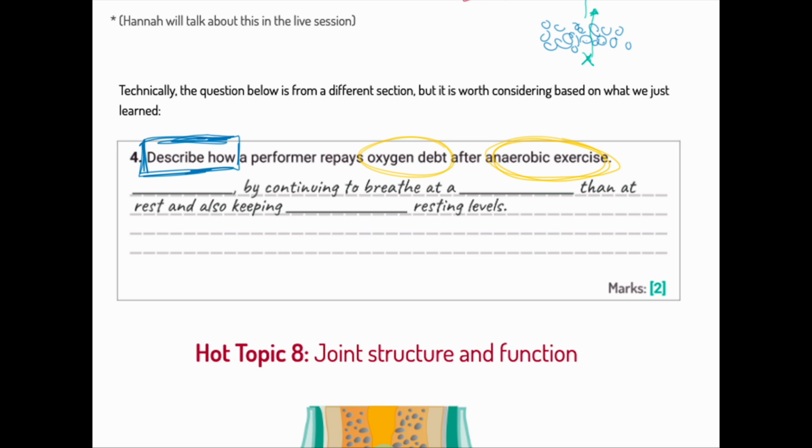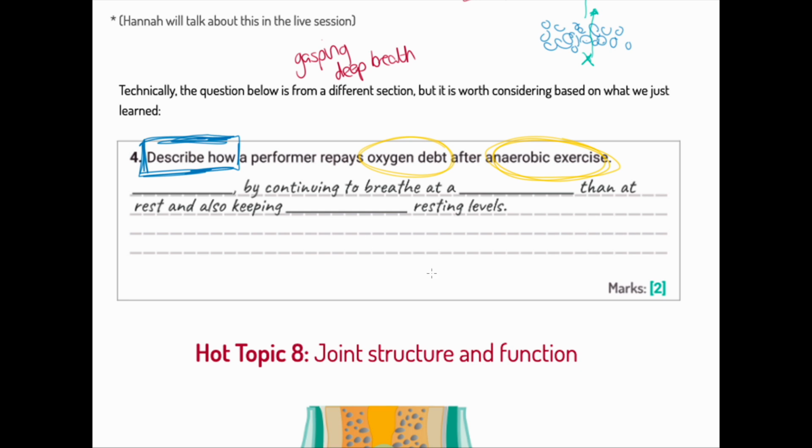I'm sure you've all done this. You've worked really hard for a really short amount of time, a sudden sprint, really quick. And at the end of it, you're really noticing you're gasping for breath, taking deep breaths. Gasping to get that oxygen, and that is to try and repay that oxygen debt. You're trying to get that oxygen back into your muscles so you can go back to that aerobic respiration. So it is going to be something like: by continuing to breathe at a something rate, then at rest, and also keeping what.